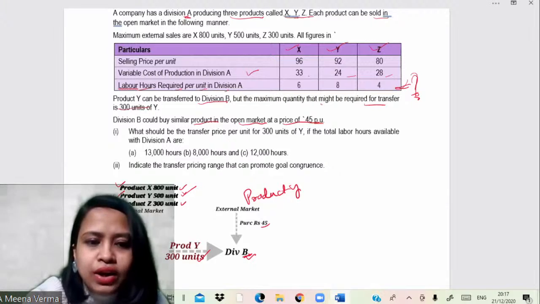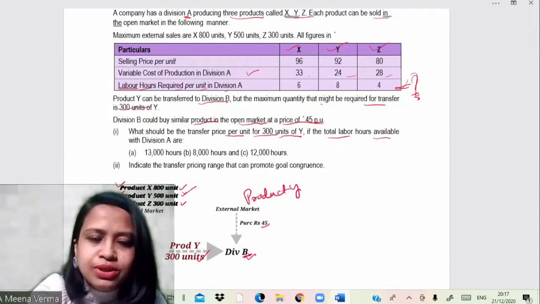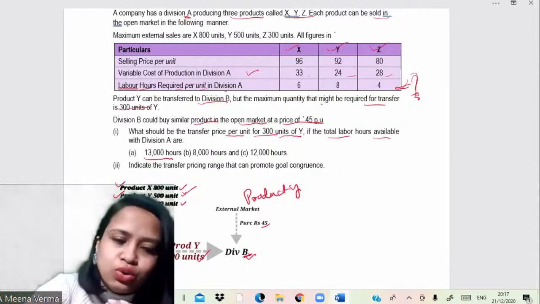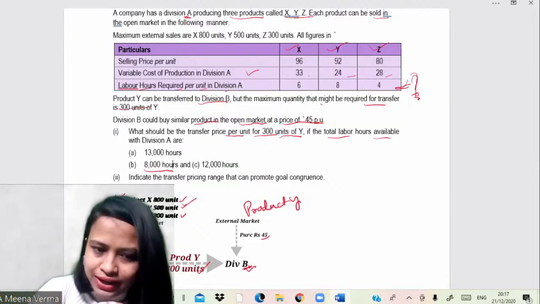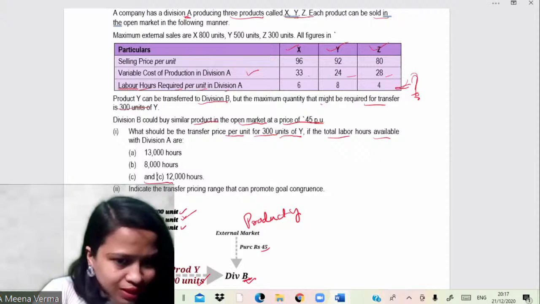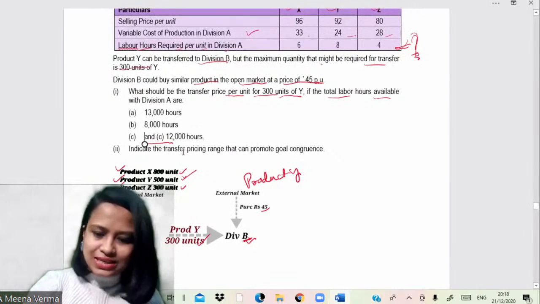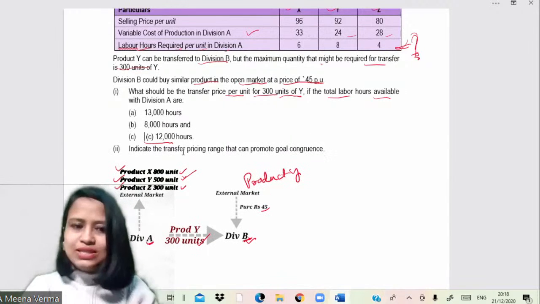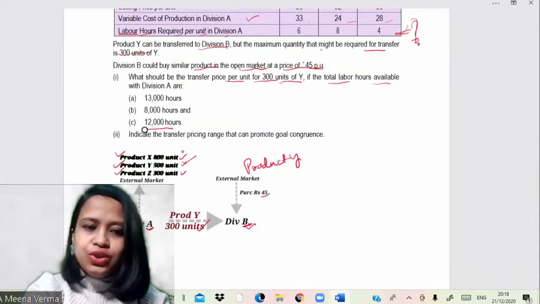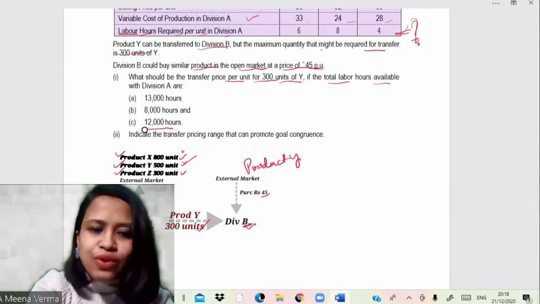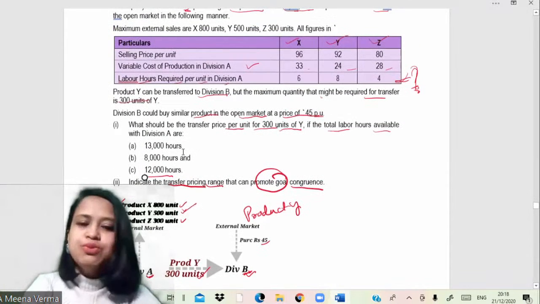Now, what should be the transfer price per unit for 300 units of Y if the total labor hours available to us is 13,000? Now, do it one by one. If you have total labor hours of 13,000, what will you do? In case you have total labor hours of 8,000, then what will you do? And in case you have 12,000 labor hours, then what will you do? We have these three cases with us. So we have three questions in this question. You can divide this example into three parts. In each of these three parts, you have to find the transfer price range which promotes goal congruence.